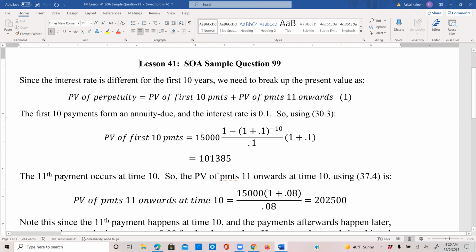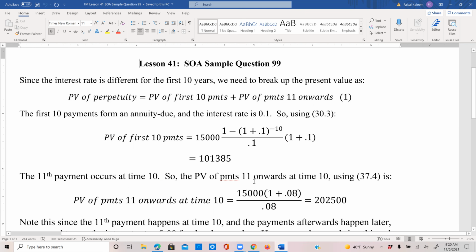Now, the 11th payment occurs at time 10. Remember, this was a perpetuity due. The first payment occurs at time 0, the second payment happens at time 1, the third payment at time 2. So every payment happens one time unit earlier than its number, and the 11th payment happens at time 10.